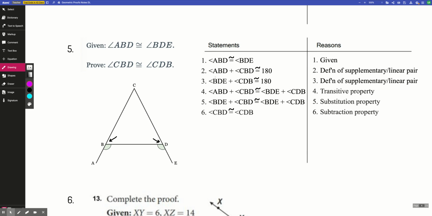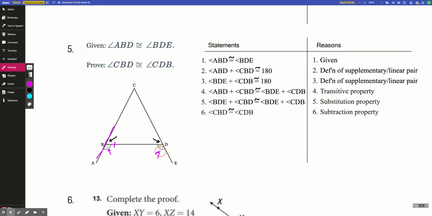So that's where steps 2 and 3 came in, that I said angle ABD, which is this one, plus CBD, which is this one, that these two together have to equal 180 because they make this straight line, okay? So the reason for that is that's the definition of supplementary angles, or sometimes they're called a linear pair, right? Because it's two angles that come together and make a line, linear, okay? And I can do the exact same thing on the other side.